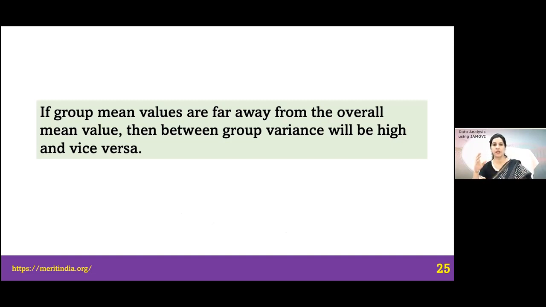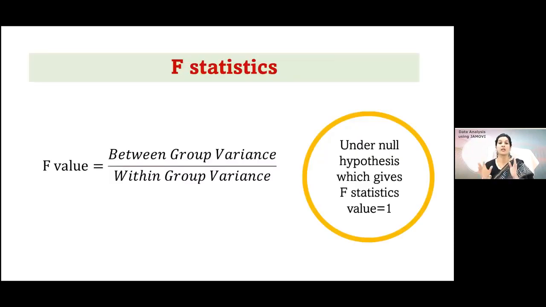So if it is clear, in this case, again, the same concept. If the group mean values are far away from the overall mean, then the variance will be high. If the group mean values are very close to the overall mean, there will be less variance. So now what is this F statistic? In ANOVA, you will always see something known as the F value. So the ratio of these two, between group variance and within group variance, is the F value. Is it clear what F is?